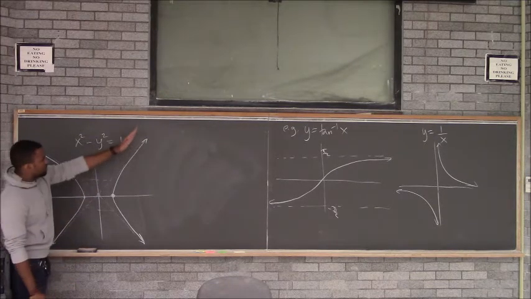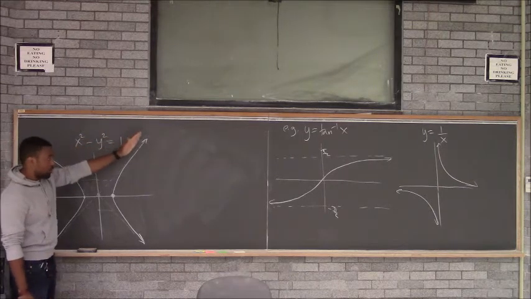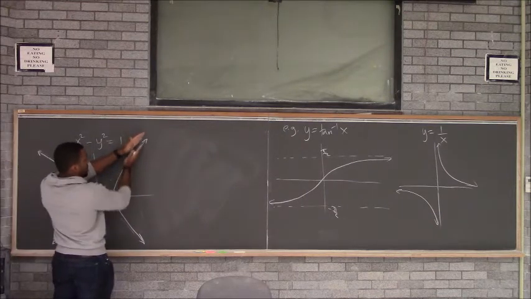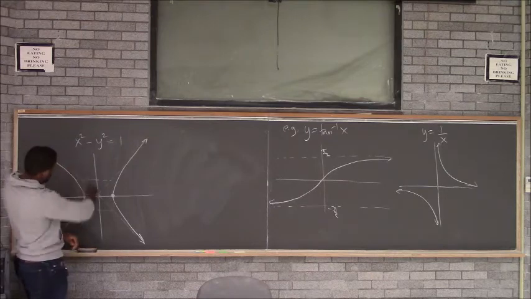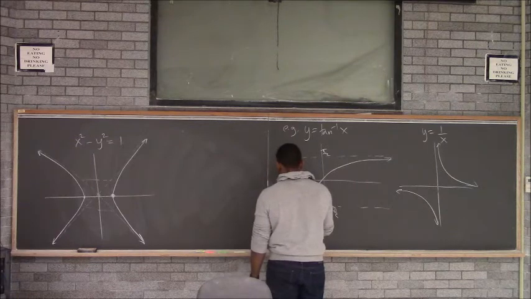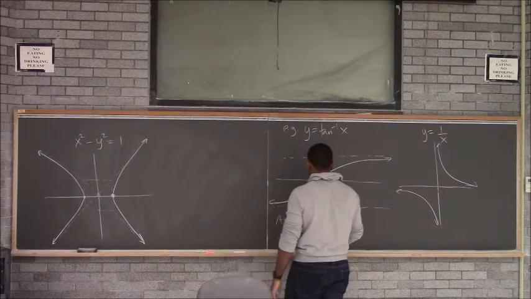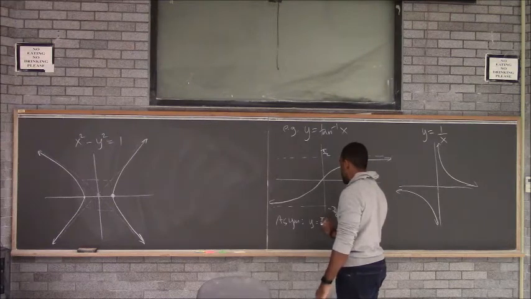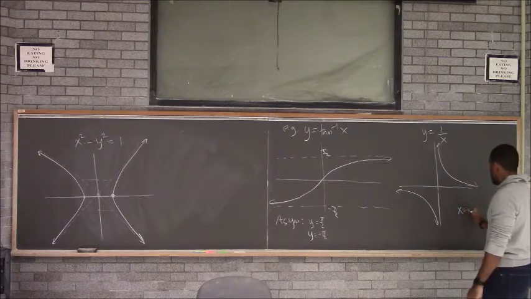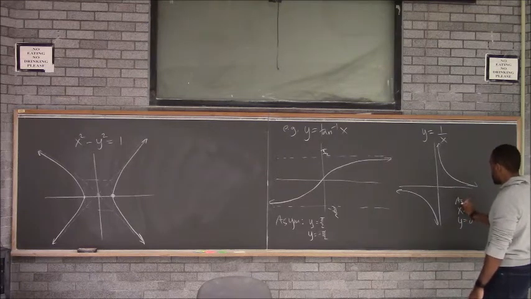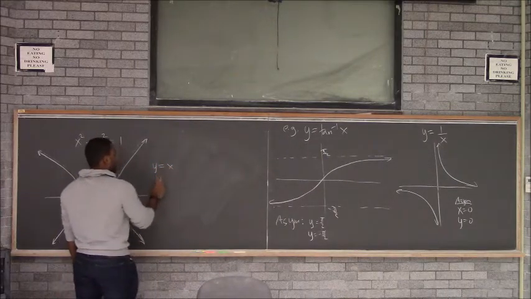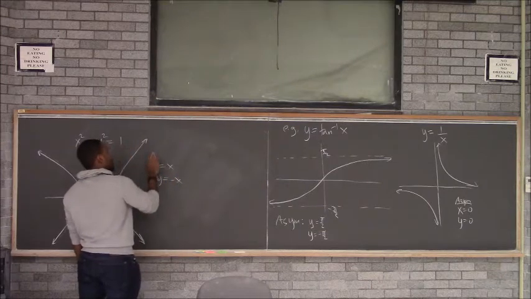So the equation of this line, which is y equals x, is an asymptote to this graph. Notice that as your x is going off to infinity, your graph is approaching that. y equals minus x is also an asymptote to this graph. So these graphs have asymptotes. Here we have y equals pi over 2 and y equals minus pi over 2 as asymptotes. Here x equals 0 and y equals 0 are asymptotes. Here y equals x and y equals minus x. These are asymptotes.